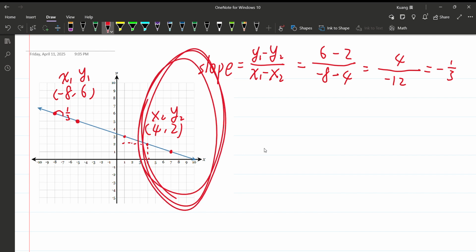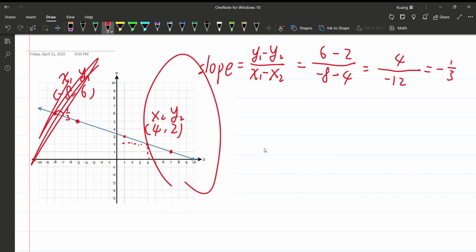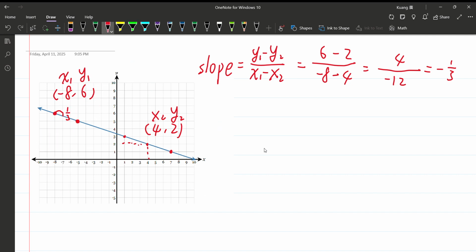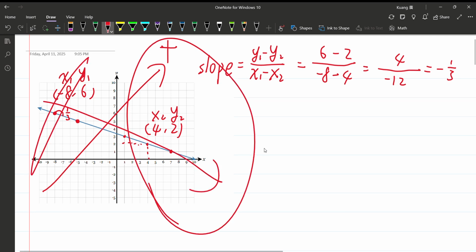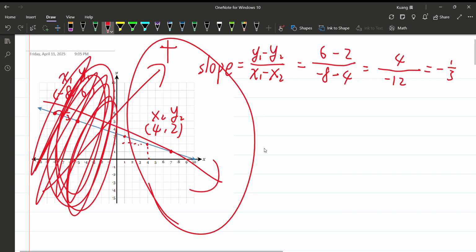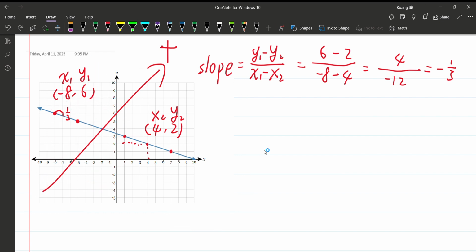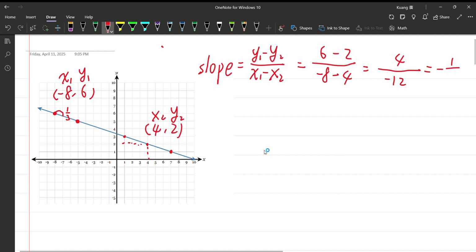Look at the right side of the line. Look only at the right side. Ignore the left side. If the right side of the line is going up, that means the slope is positive. If the line is going down on the right side, not the left side, ignore the left side, that means the slope of the line will be negative. For this straight line, because the right side is going down, the slope should be negative, and our result is -a third. So we are correct.